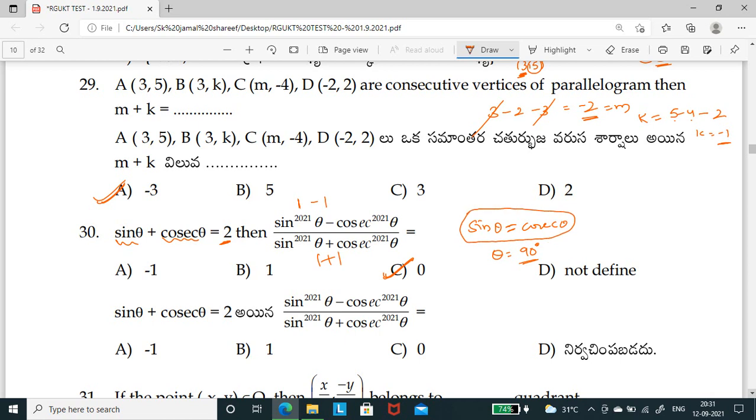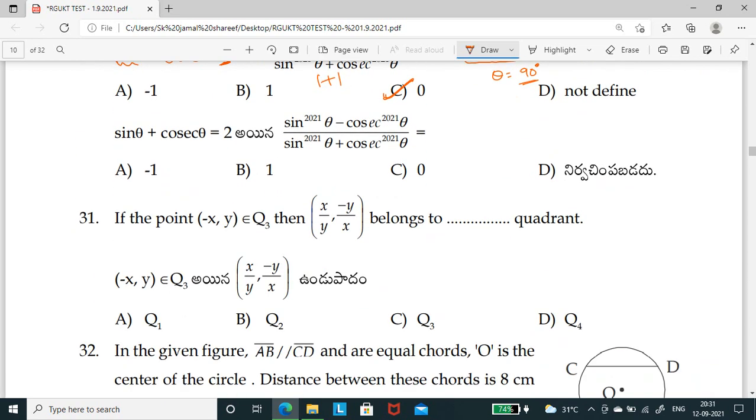So then only it is possible. Next, if the point (-x, y) belongs to Q3, what is the meaning of this? In Q3 both will be negative, no? So this is negative and this is also negative. From this what we can say, y is less than 0.